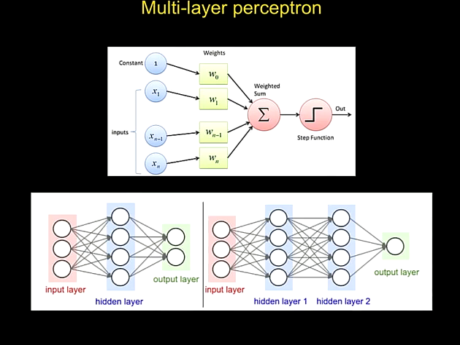In this case, we have a single hidden layer. We have an input, we have an output. And then here we have two hidden layers. And you can continue to stack these.